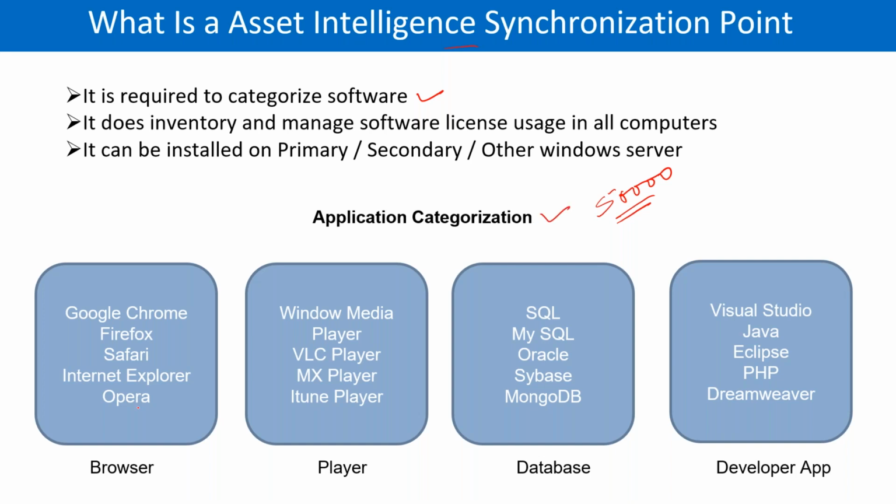You can categorize the software through the asset intelligence synchronization point. This will help you categorize all the software. Some software will fall under the browser category, some under player, some under database, some under developer, and there are more categories and subcategories, which will be done automatically. You don't have to do it manually. Understood? Clear, guys?